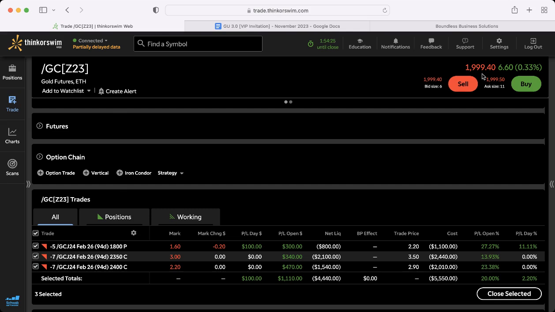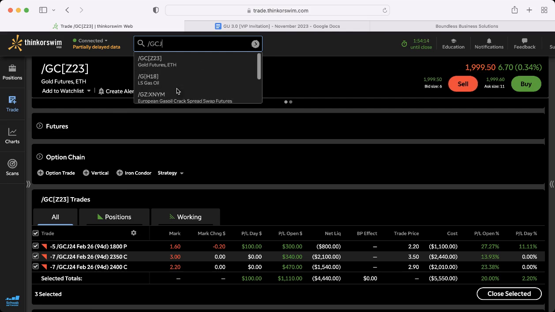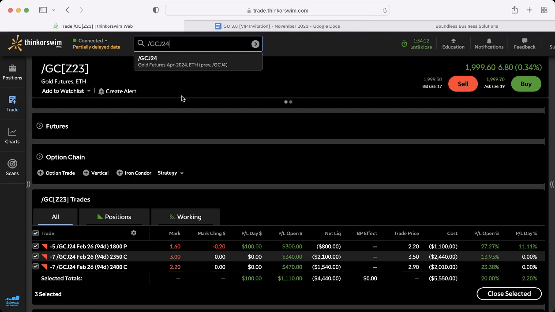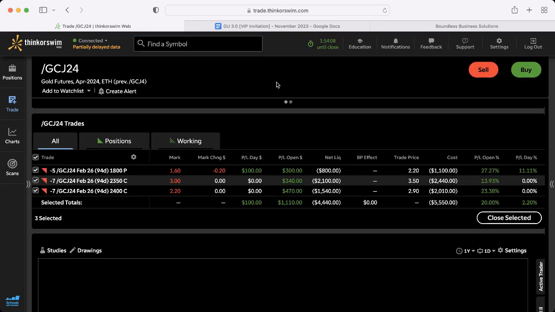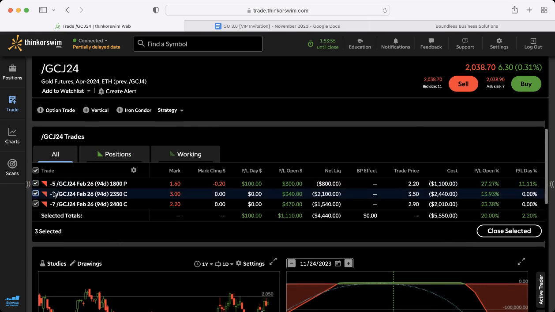So this one's at 199.40. We want to see what the futures contract is in relation to the positions that we have open. GCJ24, right there, gold futures for April. Click that. And that shows we're at $2,039.20. We're up $6.60 now. We'll go down here and look at the positions we've got.